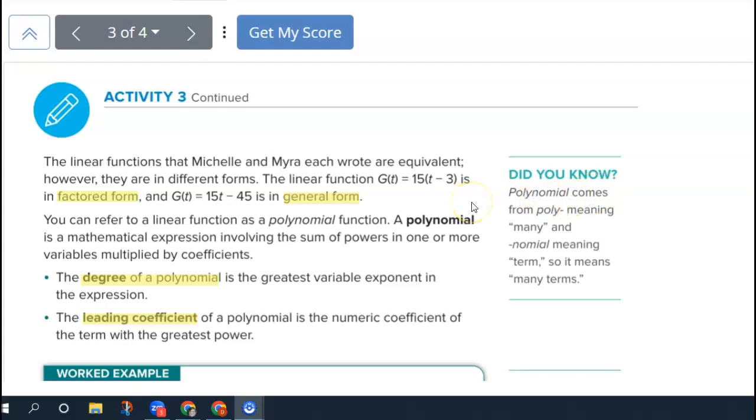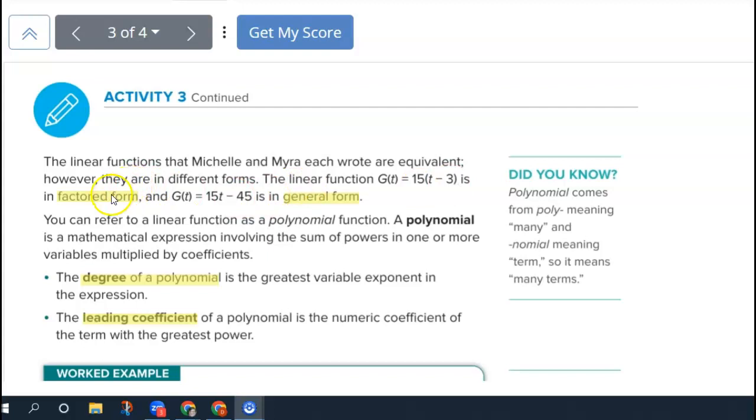This page of this assignment doesn't have anything for you to answer on it, but there is important information. So remember the linear functions that Michelle and Myra wrote in the previous page. And they're equivalent equations, functions, but they have different forms. One of them looks like this.